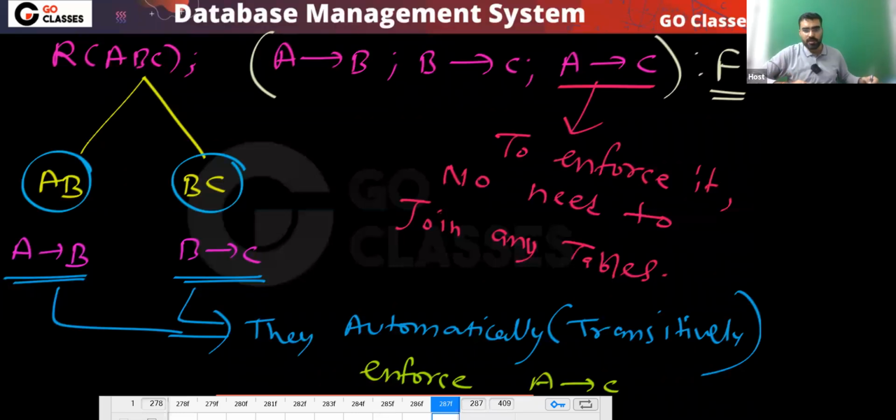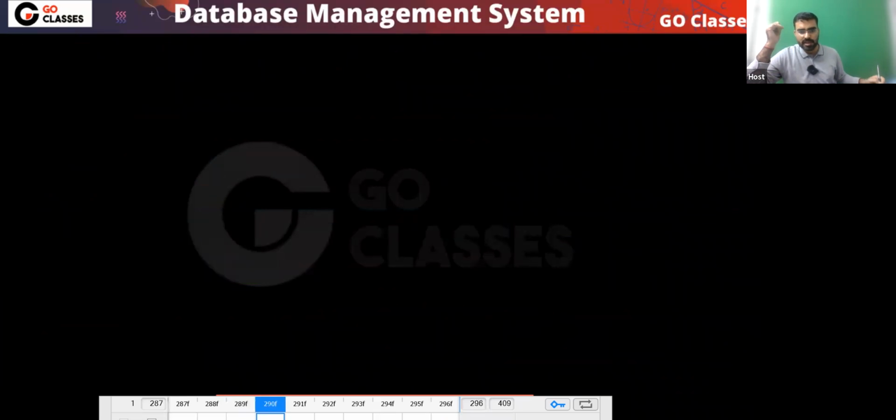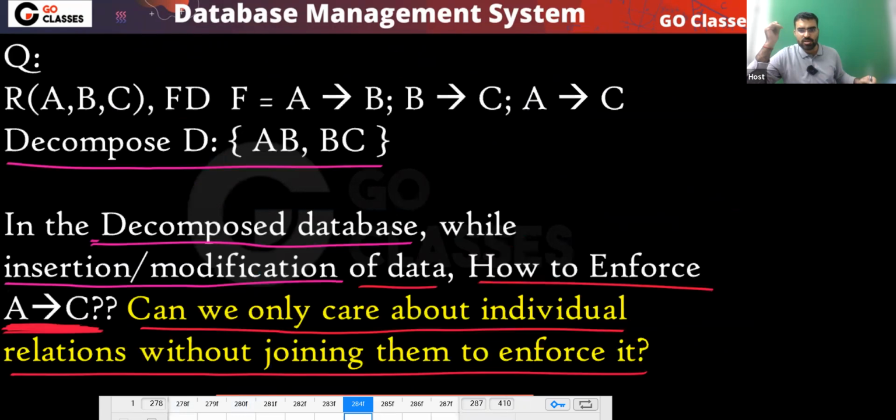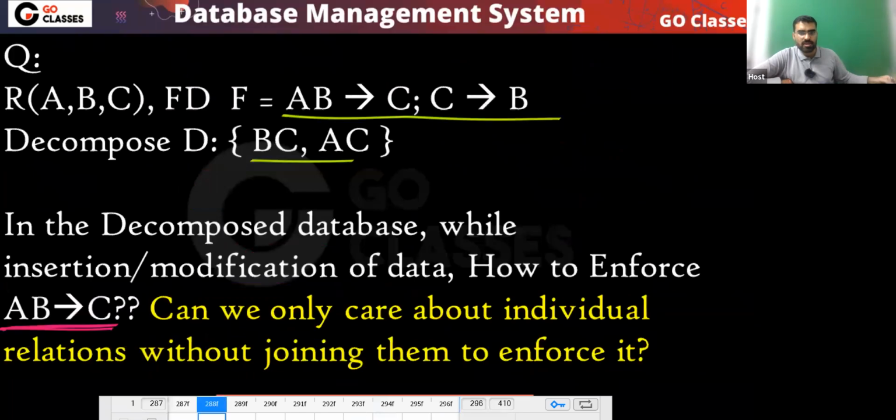Correct? One more example I want to take, this last example. Consider this: AB determining C, C determining B. And the decomposition I'm giving you is BC, AC. How can you enforce this? Tell me. A very simple point. Actually, the previous question was dependency preserving, so you don't have to join. Now, in this question, you can clearly see that this is not dependency preserving.